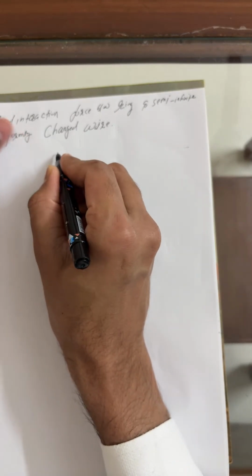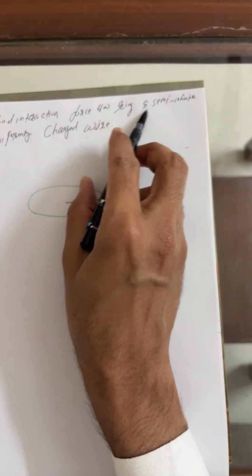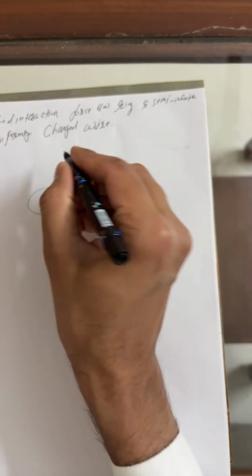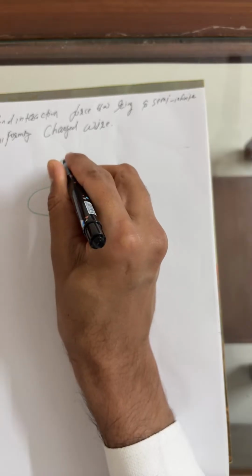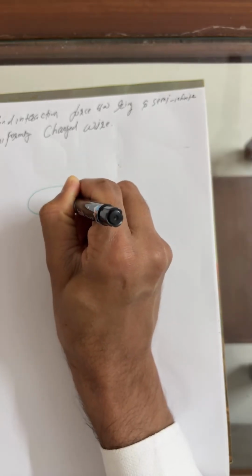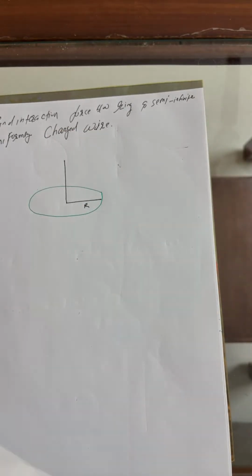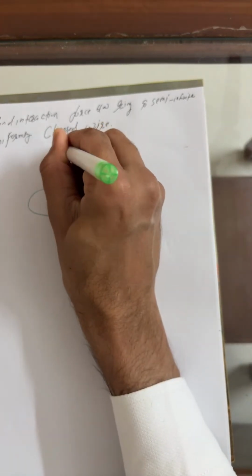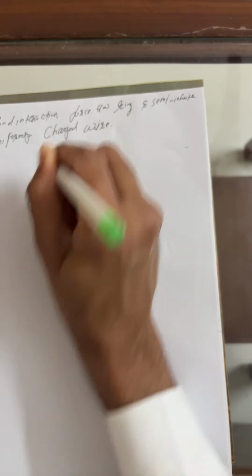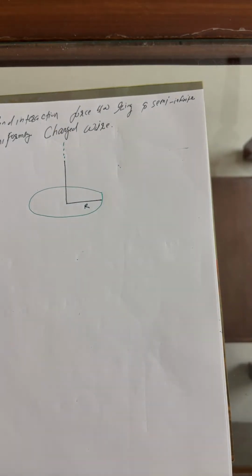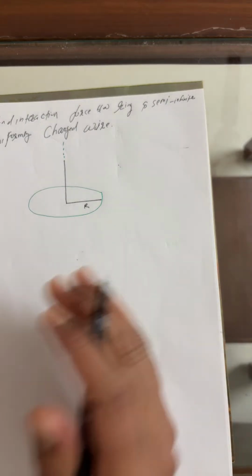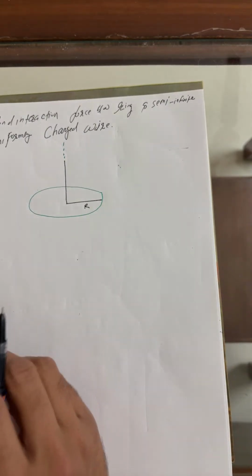Now let's see what it says. This is a semi-infinite one. What is interesting is the ring and the semi-infinite uniform charge wire. You can take this as the semi-infinite charge wire. This is basically a semi-infinite charge wire. Okay, fine. So what is the basic approach for this question?